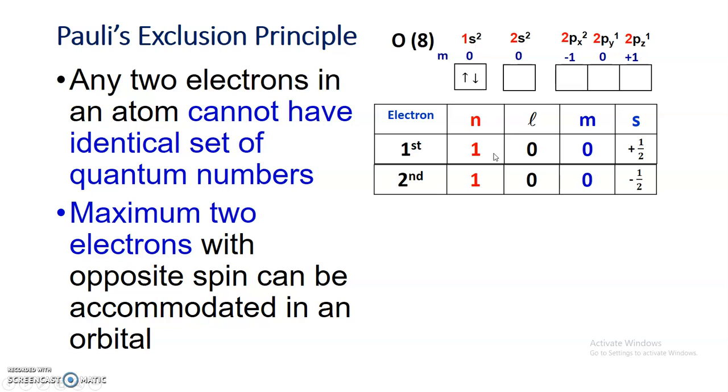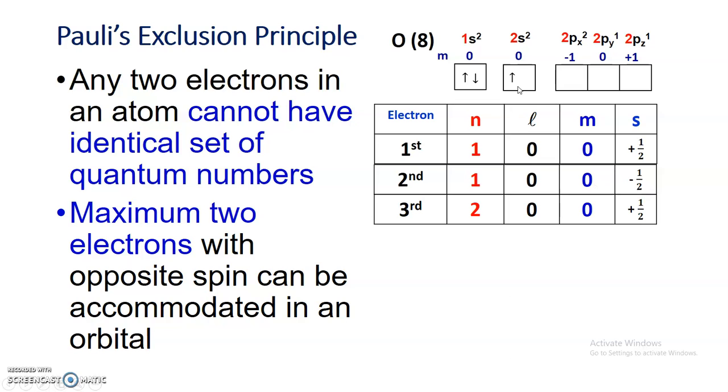Now consider the second electron. For the second electron, the quantum numbers are n is equal to 1 because it is added in the same shell, l is equal to 0 because it is in the same subshell, and m is equal to 0. This orbital has the same m value, that is 0, but the value of the spin quantum number is different, that is -½. So the first two electrons have different sets of quantum numbers.